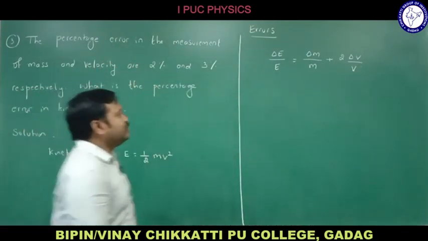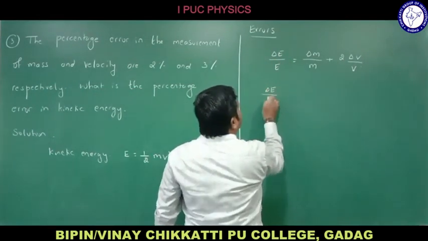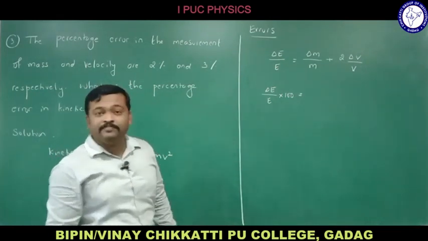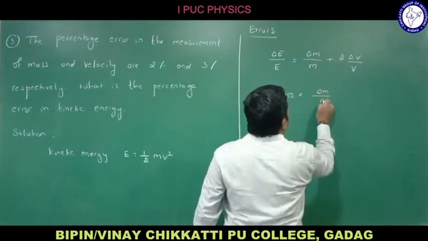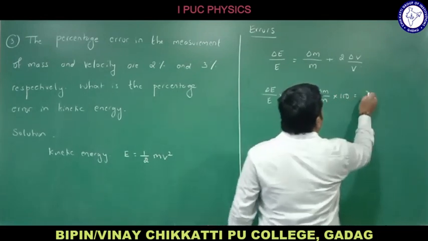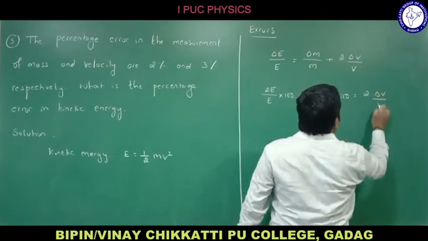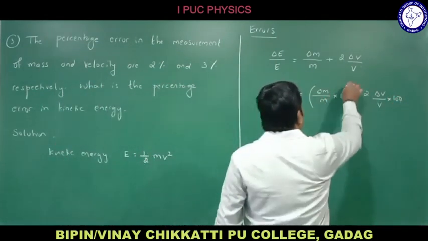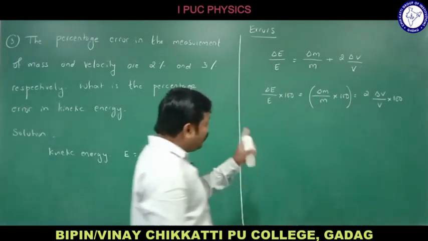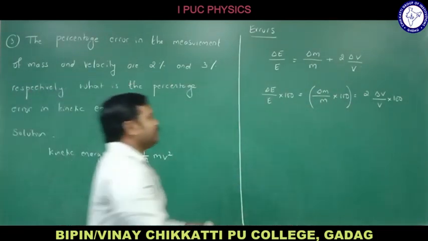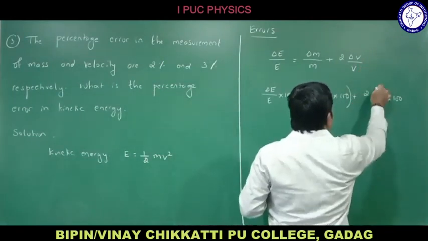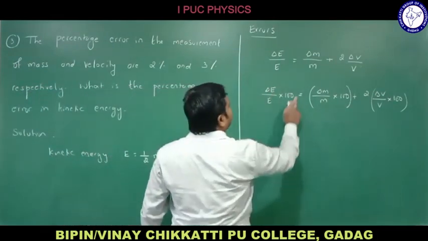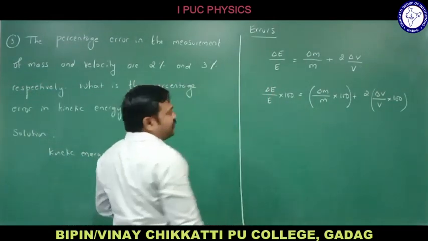Percentage error is given. So in order to calculate percentage error, that is relative error in terms of percentage, I multiply 100 to all the terms. Delta m by m into 100, plus 2 delta v by v into 100. Relative error into 100 is the percentage error. Sorry, it is not equal to, it is plus. So this is the percentage error in energy, that is kinetic energy.